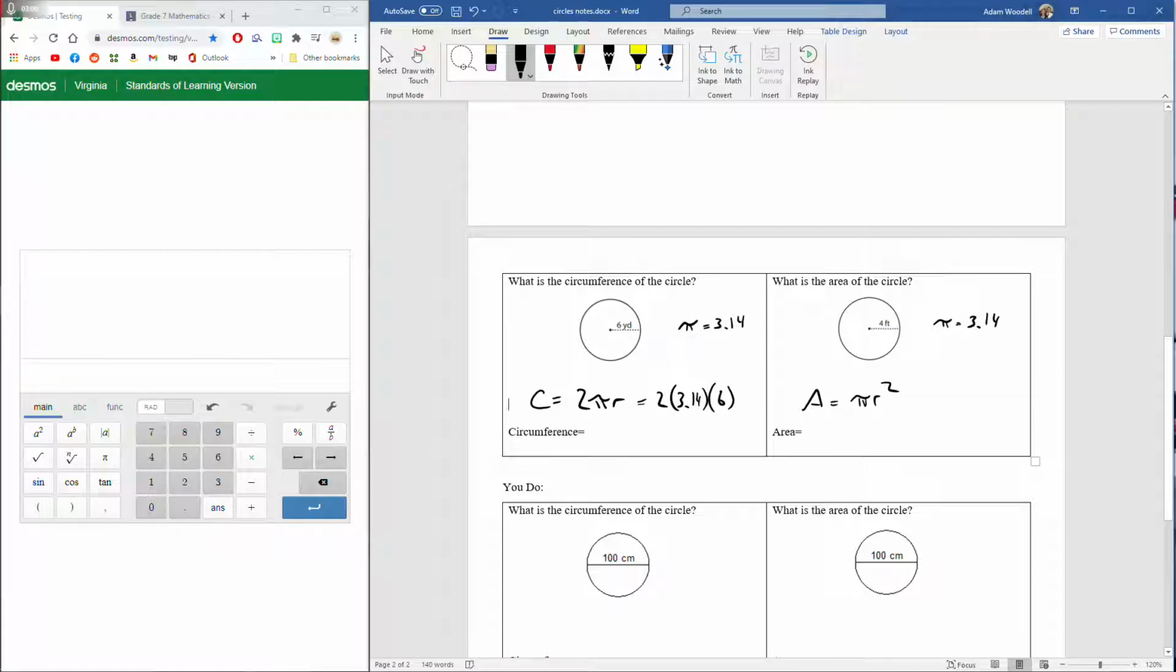And I'm going to use my handy dandy Desmos for this. 2 times 3.14 times 6. And I get this answer of 37.68. Awesome.